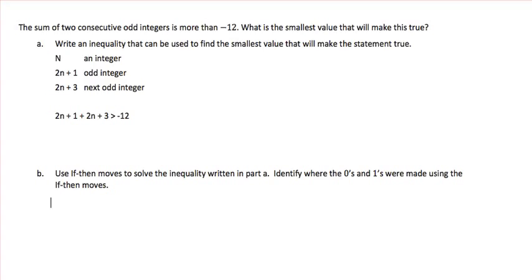And we're going to then combine like terms, giving us 4n plus 4 is greater than negative 12. Now, using if-then moves is really just solving this inequality in the same way that we've solved equations.